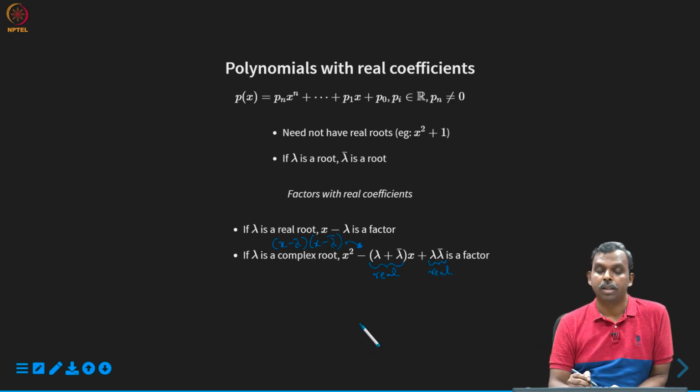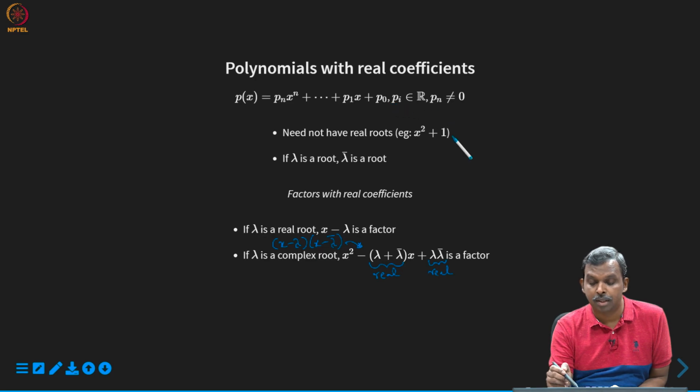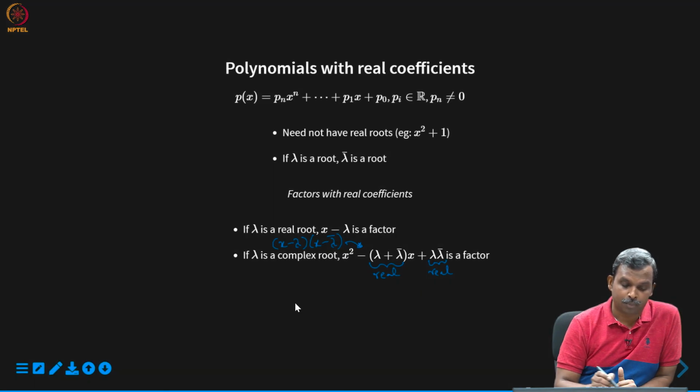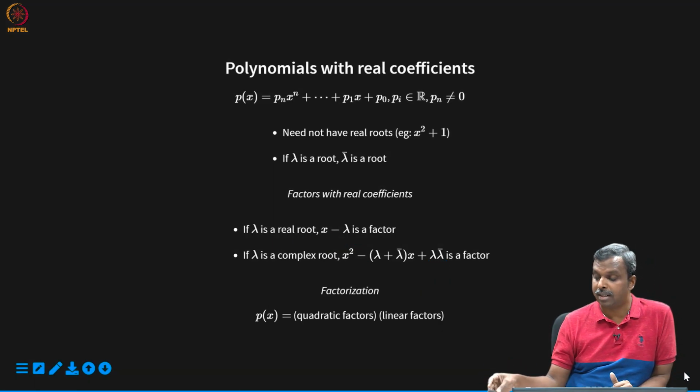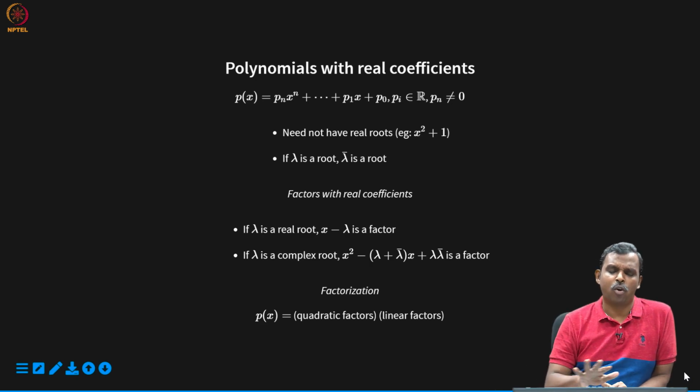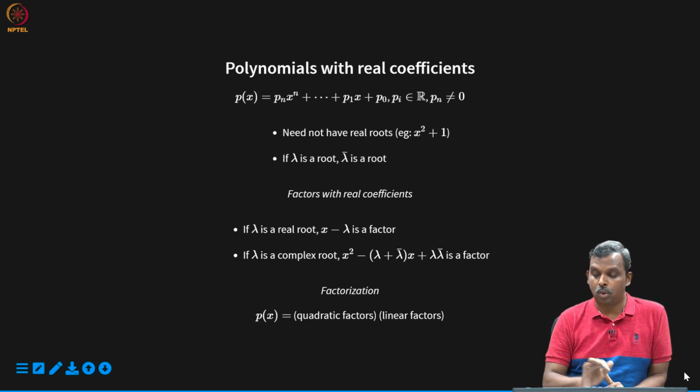So if you have a polynomial with real coefficients, it may have only complex roots or may have real roots also. If it has a real root, then you have a linear real factor. If it has a complex root, you have a quadratic real factor. So any polynomial with real coefficients, you can ultimately factor into quadratic factors and linear factors. The exact form of it I will leave alone. So this is how it will factor.